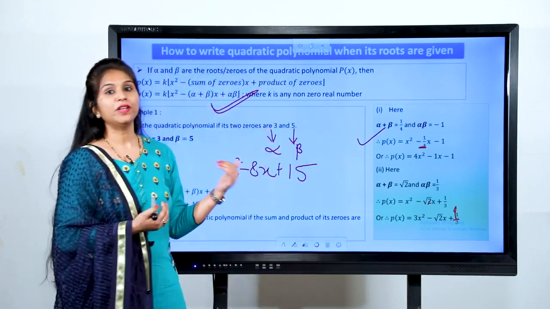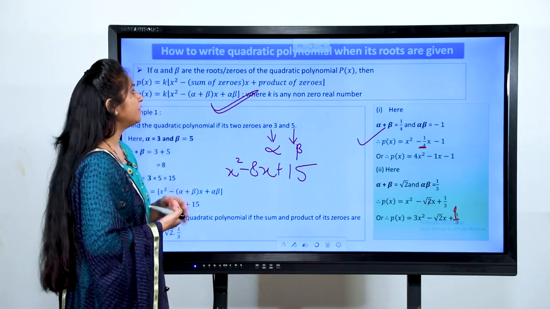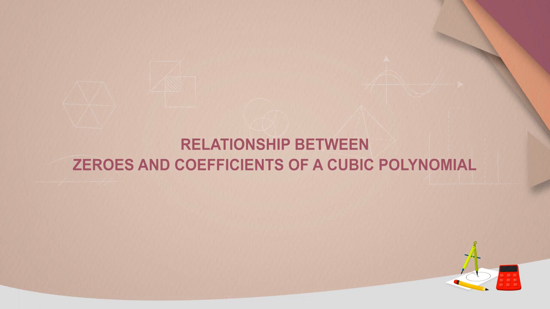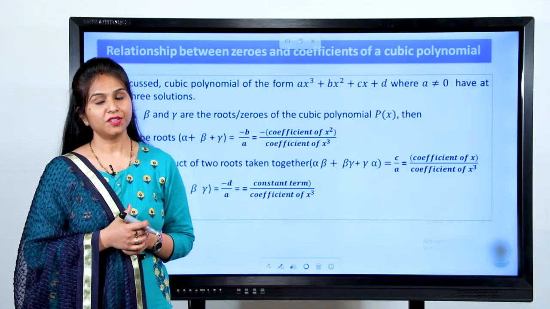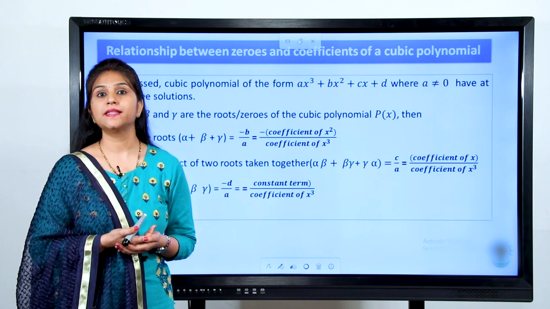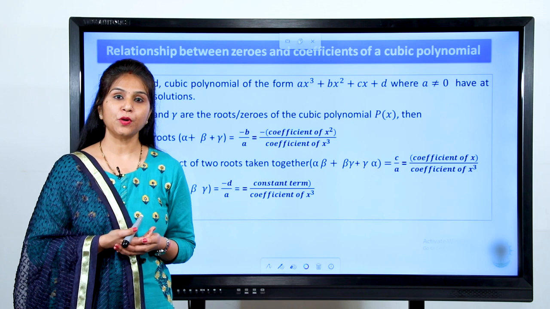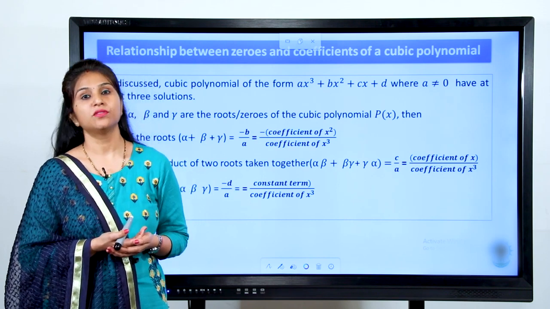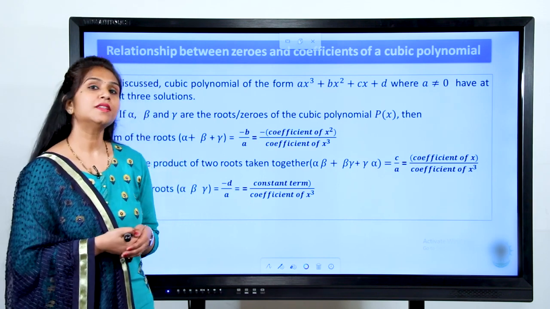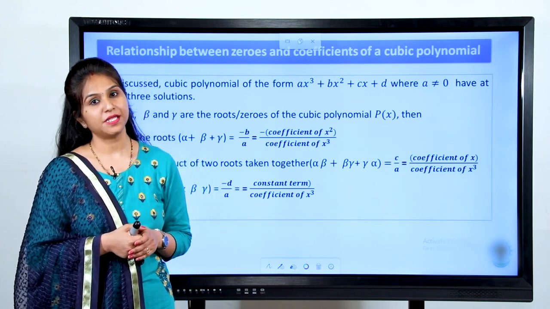This is how you will write down your quadratic equation when the sum and the product of zeros are given to you. Here we are going to discuss the relationship between zeros and the coefficients of a cubic polynomial. Children, as we already discussed, a cubic polynomial is a polynomial with degree 3, and we have also discussed in our previous session that a cubic polynomial has at most 3 zeros. So let us denote the 3 zeros of a cubic polynomial by the letters alpha, beta and gamma.